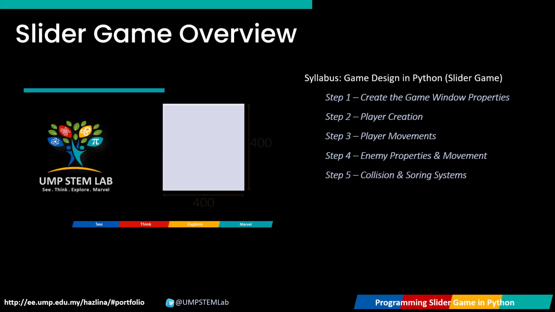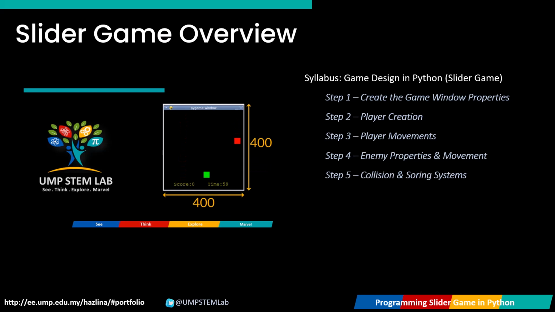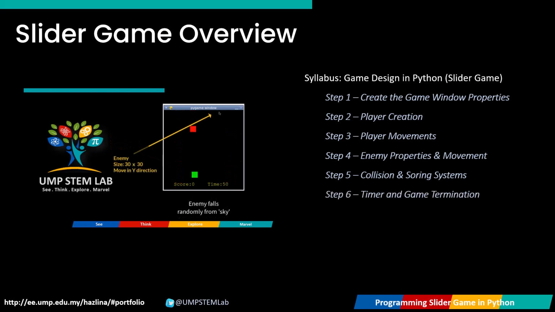Step 5 is all about interaction. We'll implement collision detection to handle player-enemy interactions and create a scoring system to keep track of player progress. In step 6, we'll add a sense of urgency to our game with a timer. We'll learn how to manage game termination conditions when the clock is ticking.